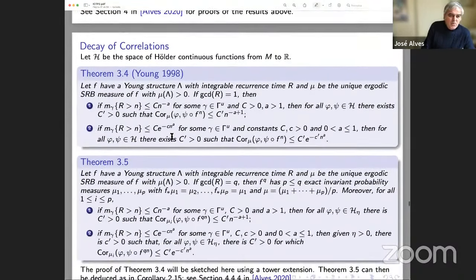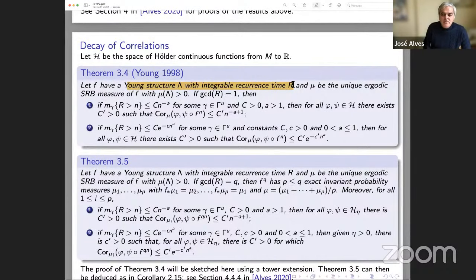So what is the content of it? Assume that we have F as a Young structure with integrable recurrence time. Well, if this holds, then it has a unique ergodic SRB measure intersecting the set. So this is the content of the last theorem.